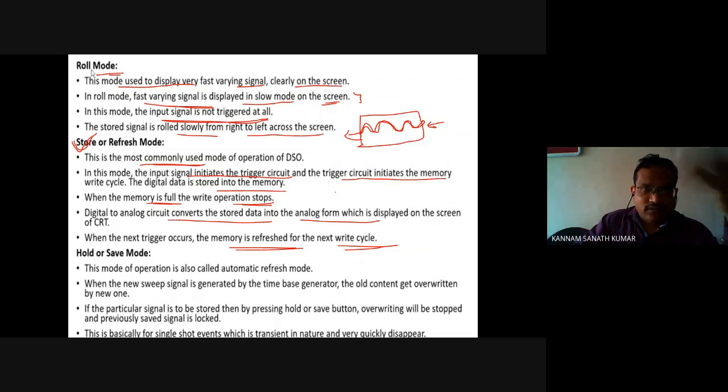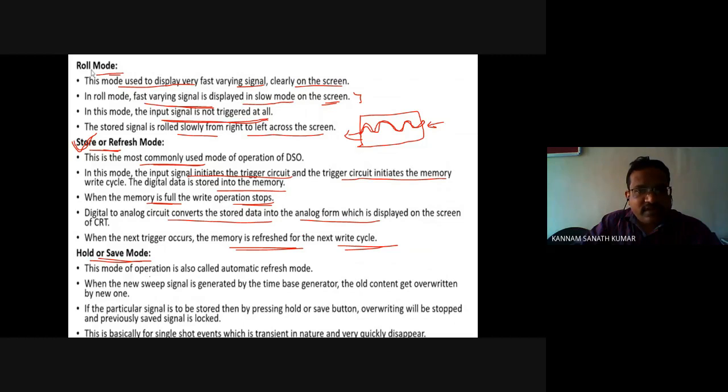Okay. So this is how the store or refresh mode works. In the name itself it is there, the data will be stored in the memory. The trigger circuit initiates the memory, and whatever the digital data is there will be stored in the memory. After the next triggering, every time that memory will be refreshed. Okay. And next, the hold and save method.